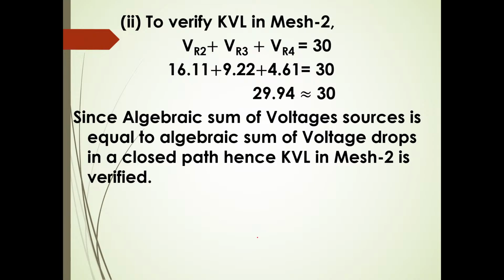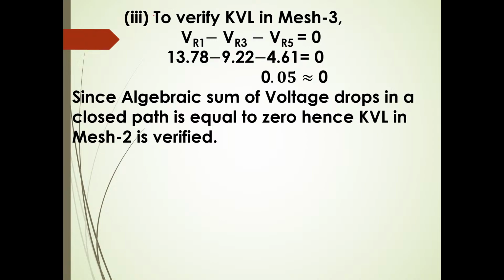Now let us verify KVL in mesh 3. So in mesh 3, there was no source, so it was 0. There were three voltage drops in mesh 3.